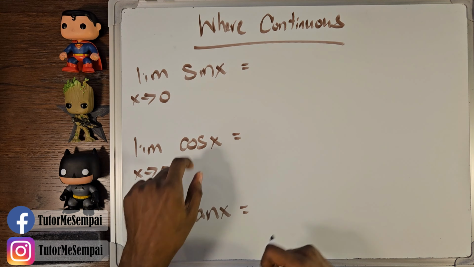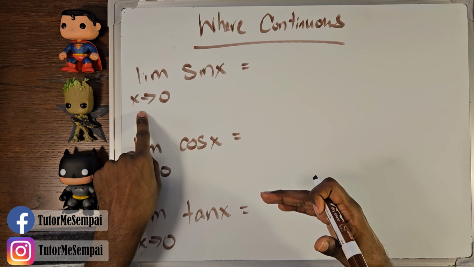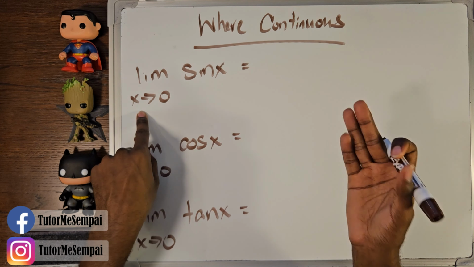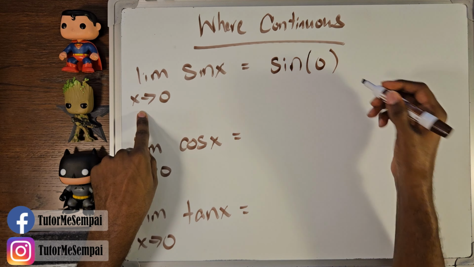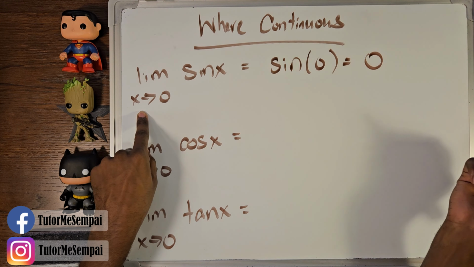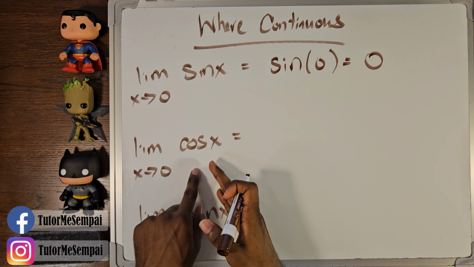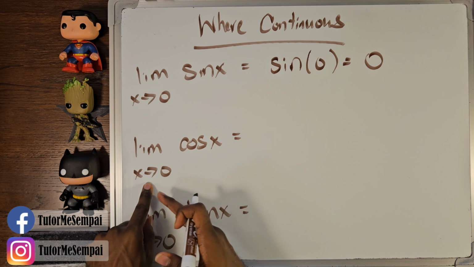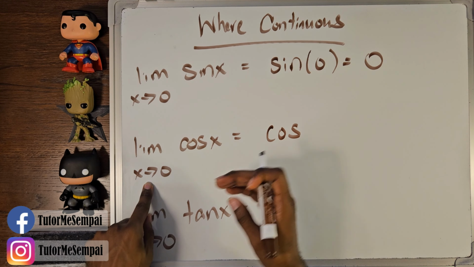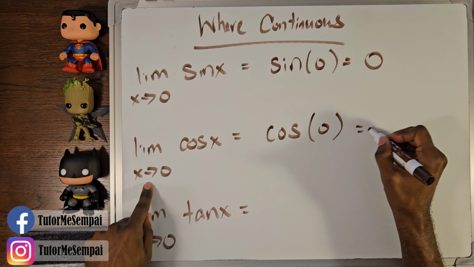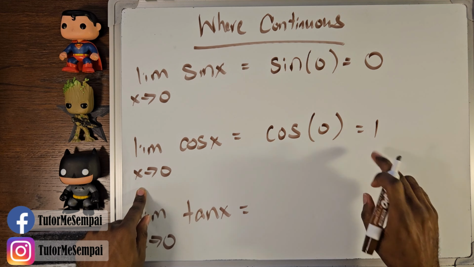So if you're trying to find the limit of sine of x as x goes to 0, we know that sine is continuous at 0. In fact, sine is continuous everywhere. So all you have to do is plug in 0. And sine of 0 is 0. So the limit of sine of x as x goes to 0 is 0. Cosine, if you're trying to find the limit as x goes to 0 of cosine, you do the same thing because we know that cosine is continuous at 0. And when you plug that in, you get 1. So the limit of cosine x as x goes to 0 equals 1.